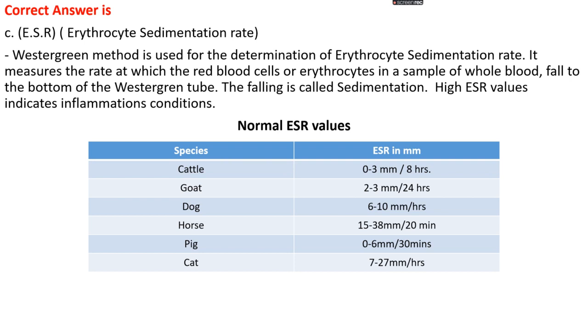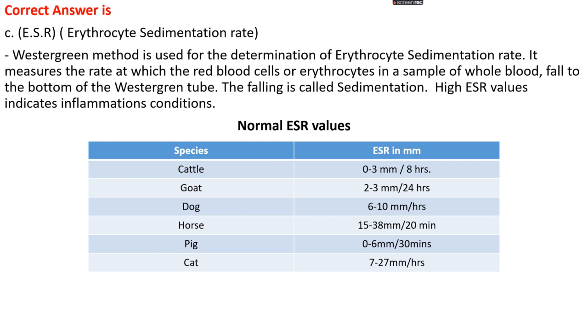Okay. Westergren method is used for the determination of erythrocyte sedimentation rate, since it measures the rate at which red blood cells or erythrocytes in a sample of whole blood fall to the bottom of the Westergren tube. This falling is called sedimentation. Okay. And a high ESR value indicates an inflammatory condition.